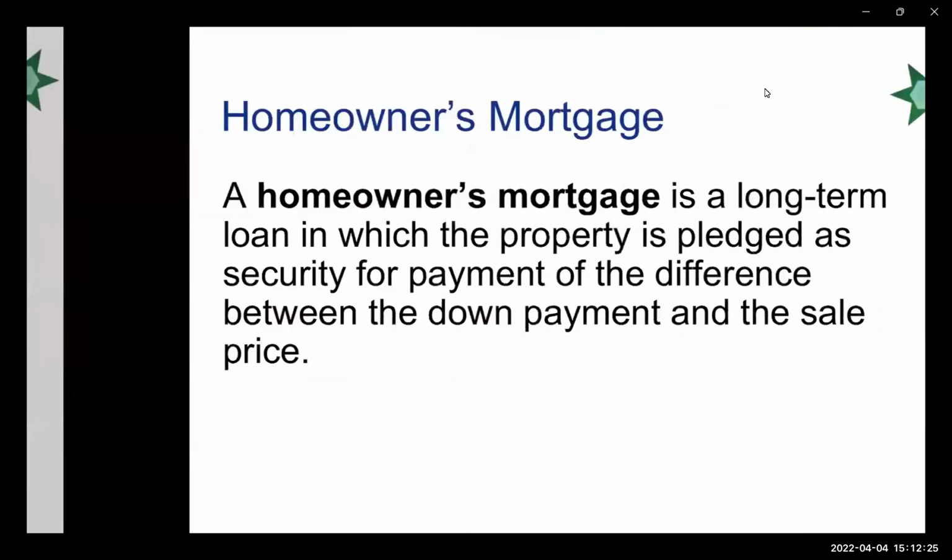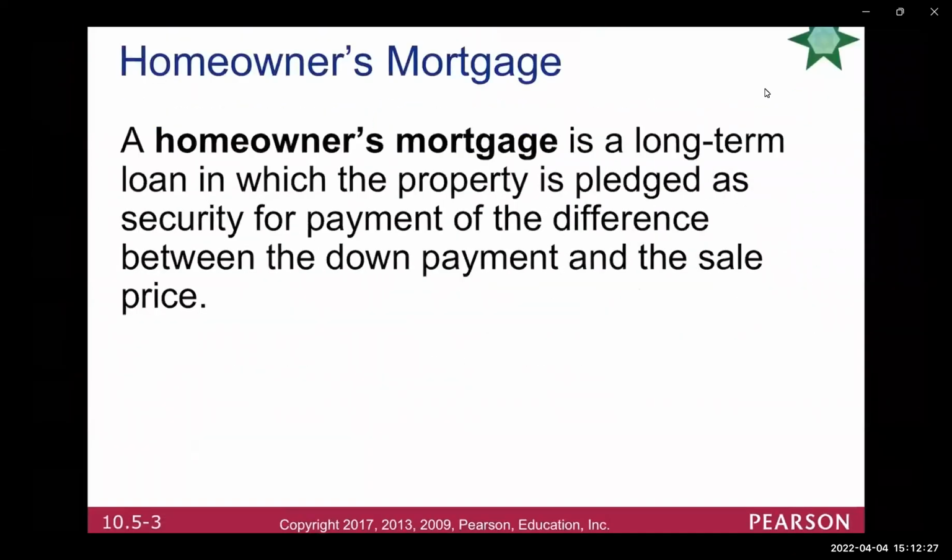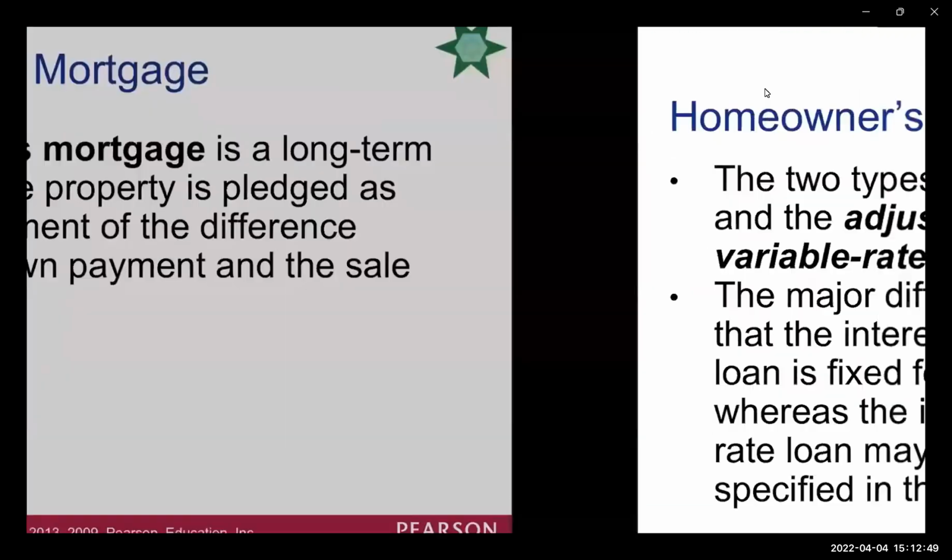All right. So a homeowner's mortgage is a long-term loan in which the property is pledged as security for payment of the difference between the down payment and the sale price. So when some people buy a home, they typically put a down payment and then you subtract the down payment from the price of the home, and that's what you finance through a bank. So let's look at the process.